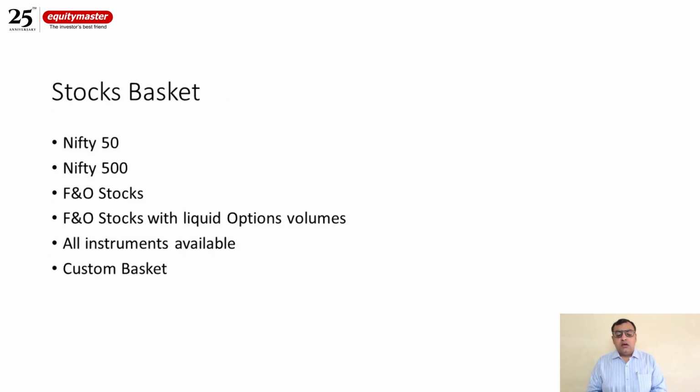Stock basket, as I said, depends on what kind of trader you are, what kind of investor you are. If you're looking for blue chips, there is Nifty 50, Nifty 100, Nifty 200. If you want to play the whole basket of mid cap, small cap, or even large caps, Nifty 500 is there. If you want to just play FNO stocks with liquid options, then you should look for FNO stocks with options with liquid volumes, which means that the volume should be higher.